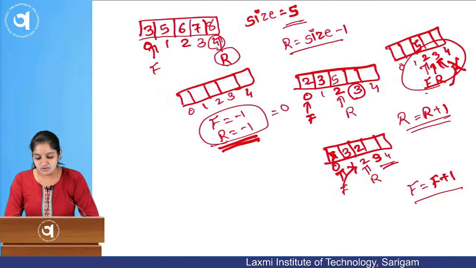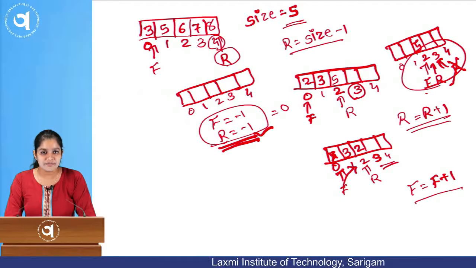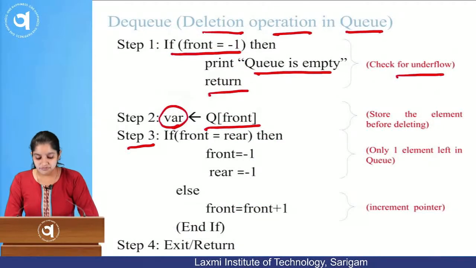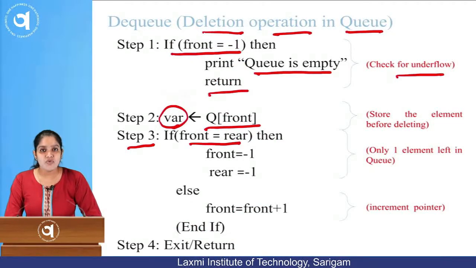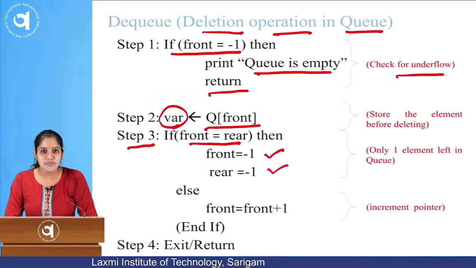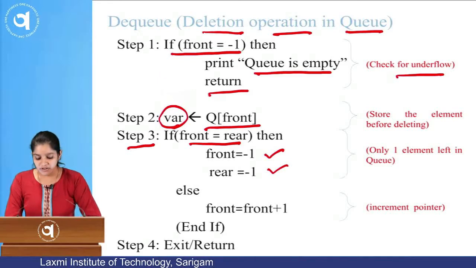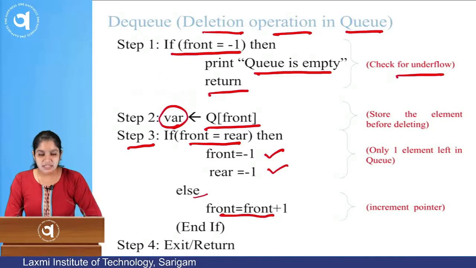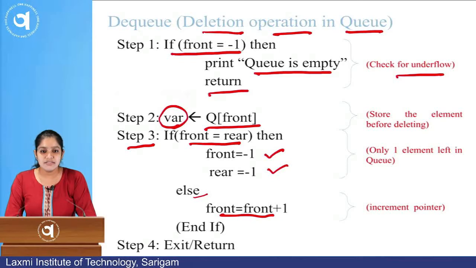So what we should have is that front should point to -1 and rear should point to -1 as well. So first we check whether there is only one element in my queue, that is, front is equal to rear. If front is equal to rear, then simply assign the value -1 to both pointers, that is front is equal to -1 and rear is equal to -1. That means my queue is again empty. If it is not like that, then simply increment your front pointer and that's done.